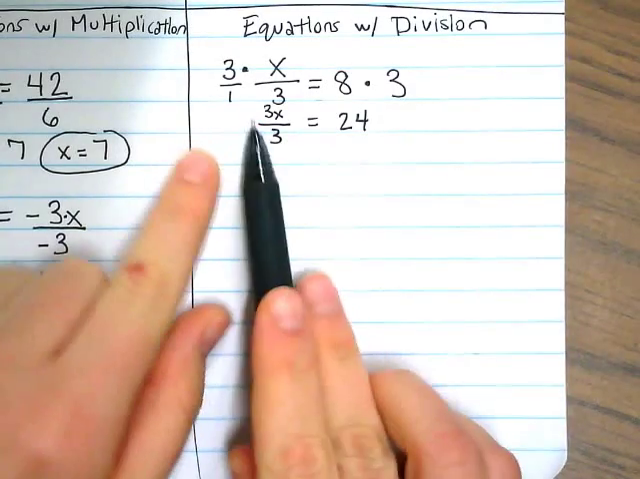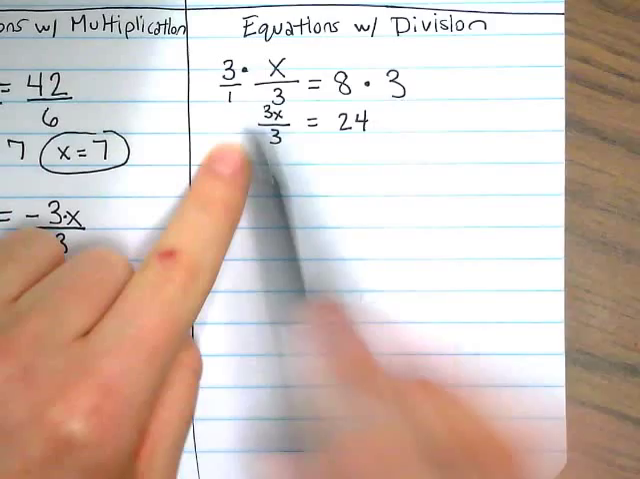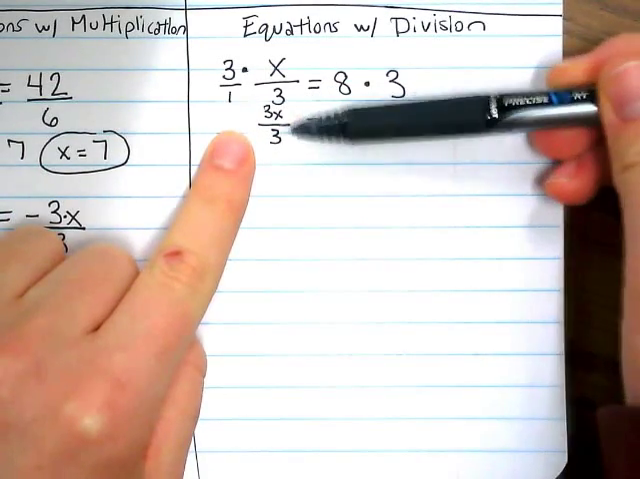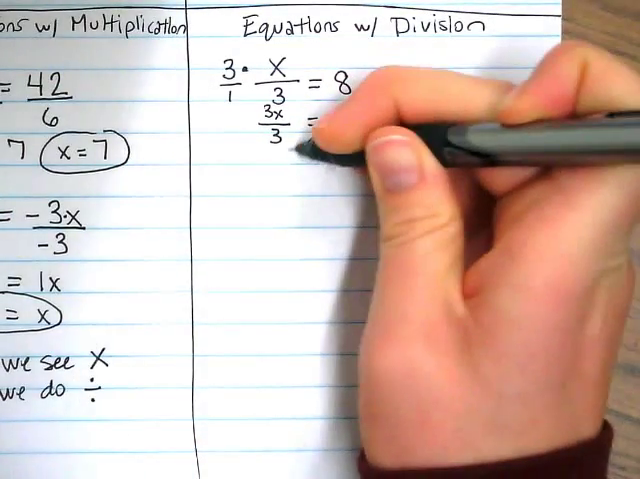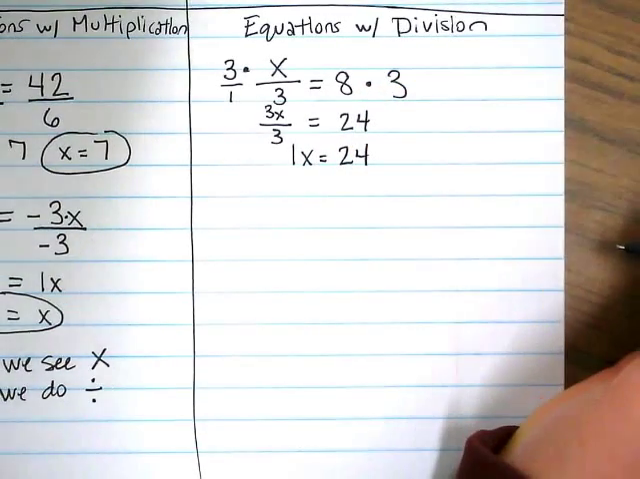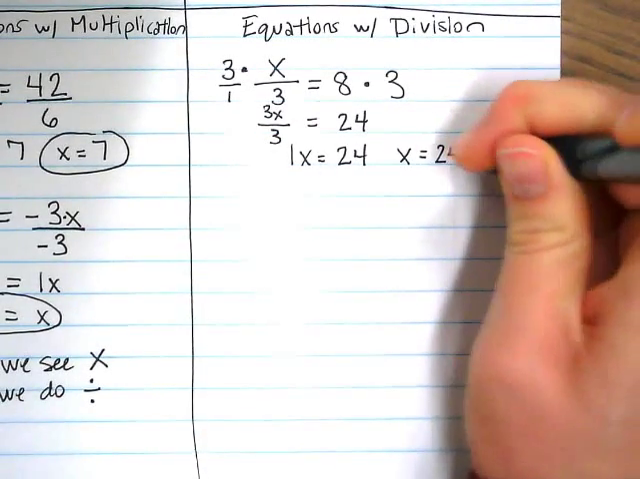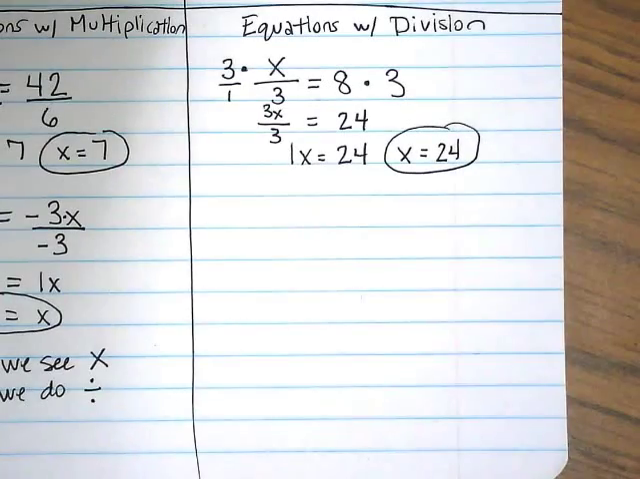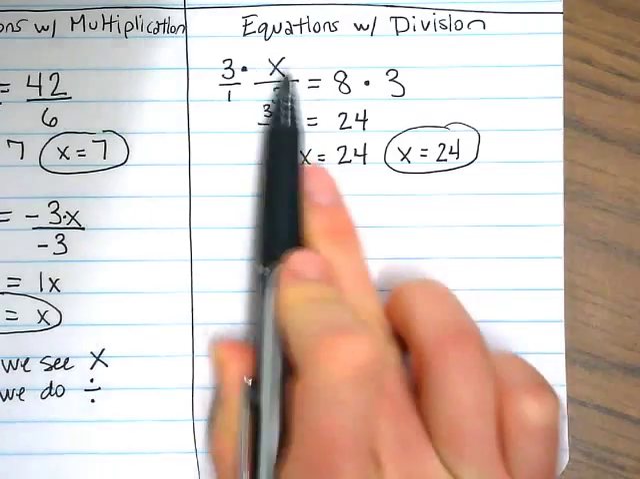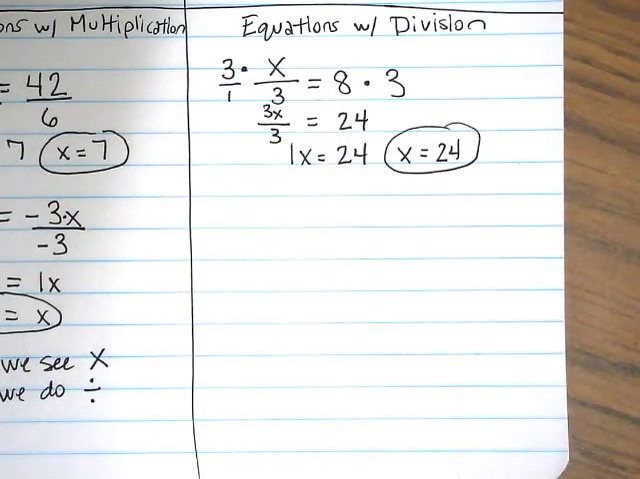But now I'm left with 3x divided by 3 equals 24. Well, this is pretty simple. 3x divided by 3 is equal to 1x equals 24. But since I can write 1x as just a regular x, we end up with x equals 24. And I can check this in my original equation. Does 24 divided by 3 equal 8? Absolutely.